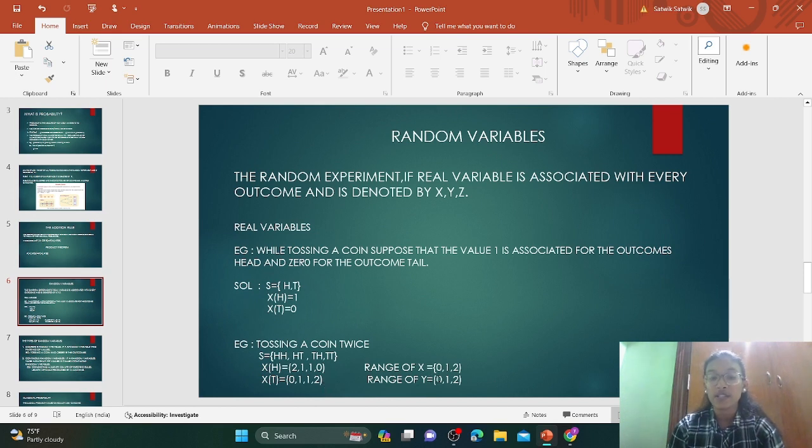Range of X is equal to 0, 1, 2. It will be considered as 0, 1, 2 because the 1 is represented twice, so we'll consider it only once. So the range of X is 0, 1, 2 and the range of Y is also 0, 1, 2.